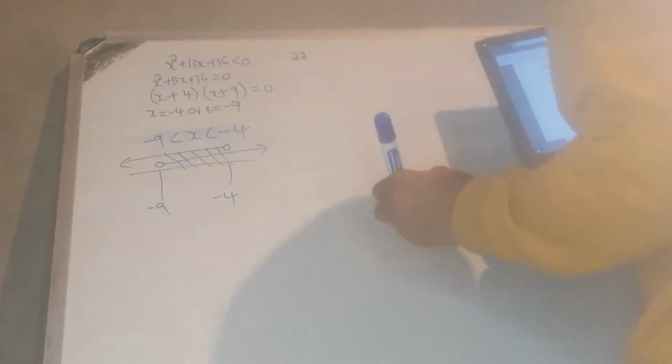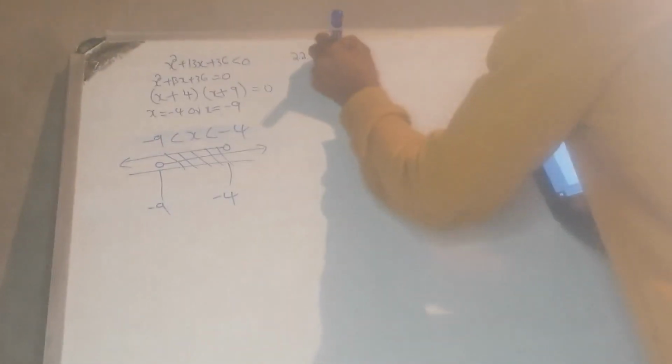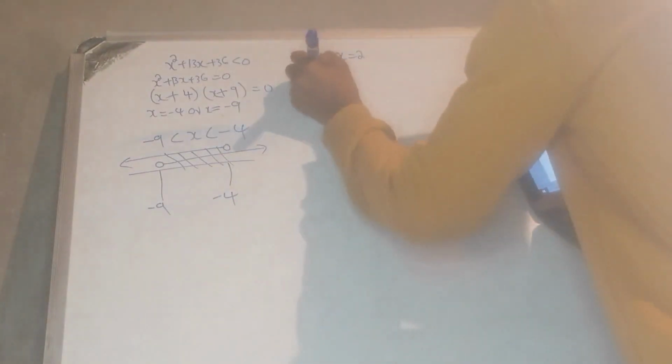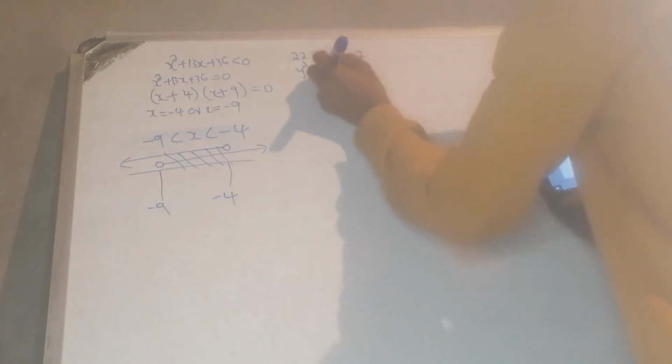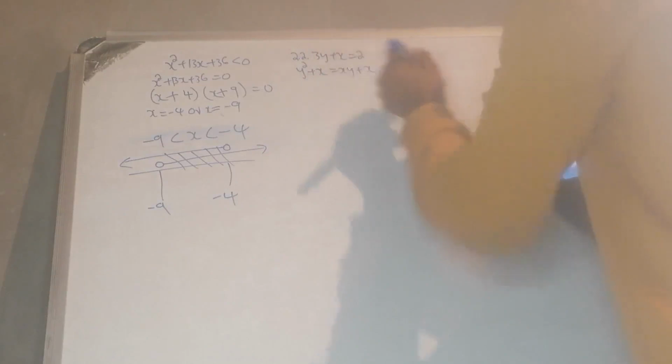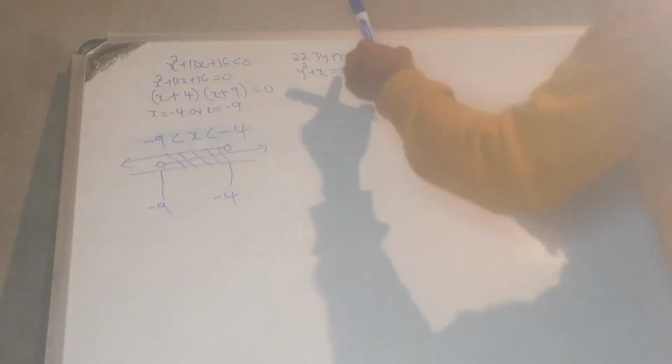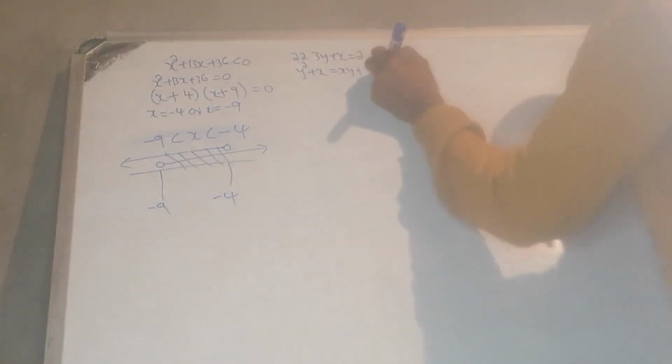Solve the following simultaneous equations: 3y plus x equals 2, and y squared plus x equals xy plus x. And we need to solve that simultaneously. Now, how do we solve this? I will make the first one equation 1 because I have the coefficient of x where the value is 1. And I will make this my equation 2.